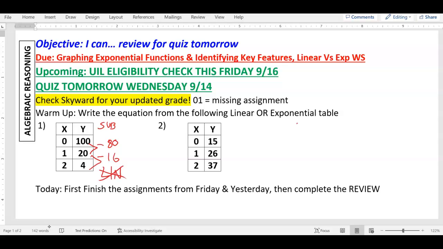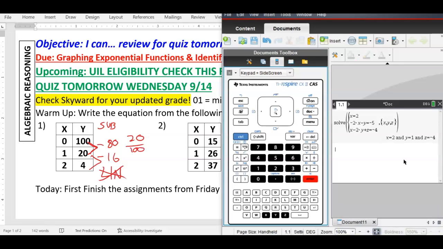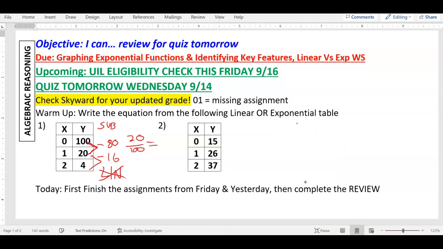So if it's not linear, now I'm going to try to divide, right? Bottom divided by top. Bottom divided by top, okay? So what's 20 divided by 100? It's not 5. So again, 100 over 20 is 5, but 20 divided by 100 is 1 over 5, okay? And then what about the other one? 4 divided by 20.